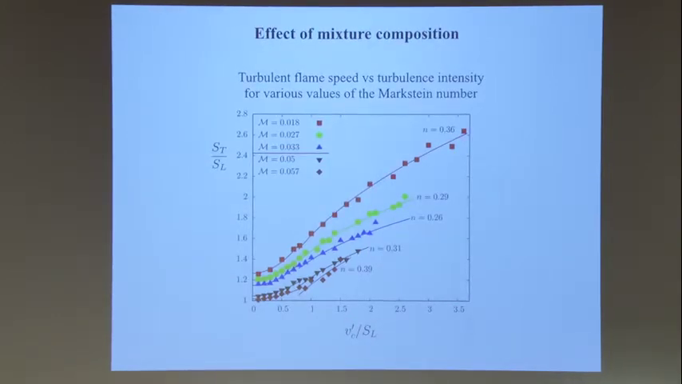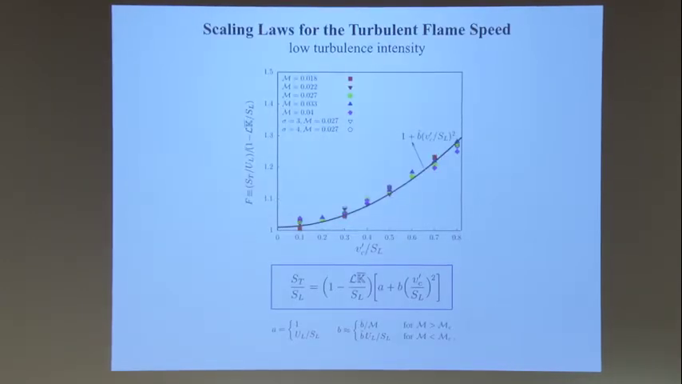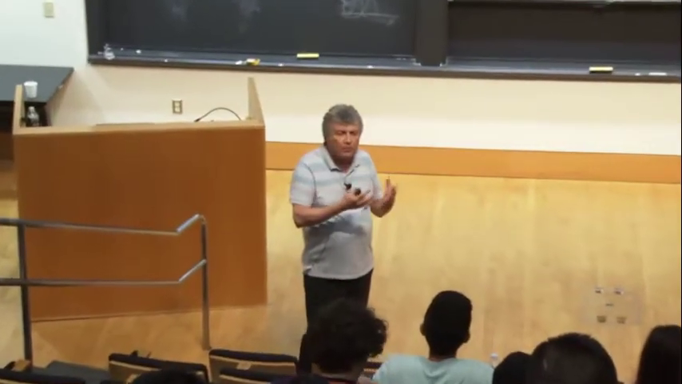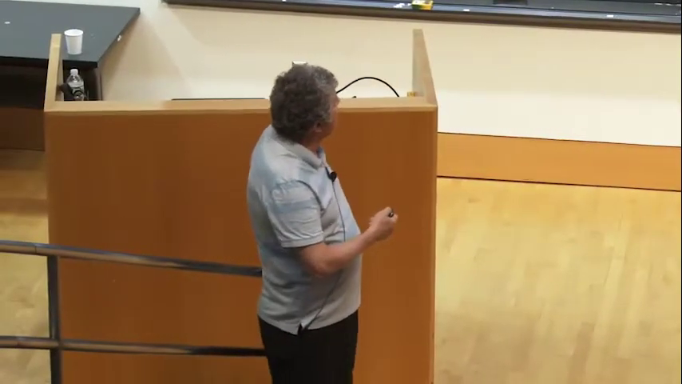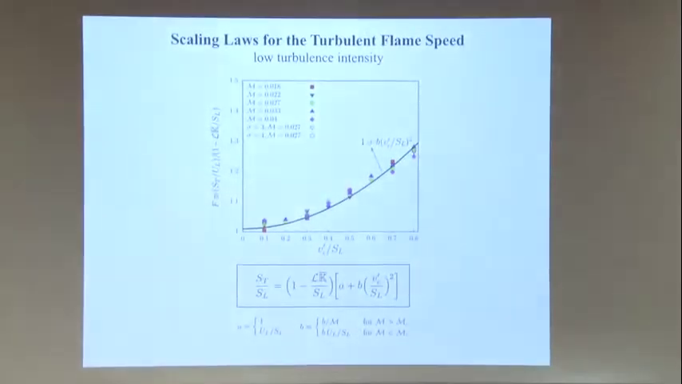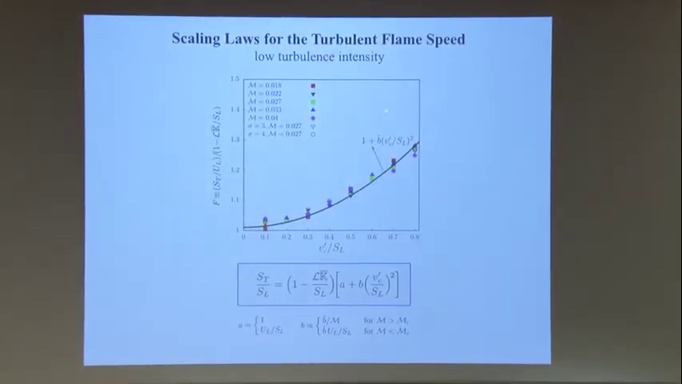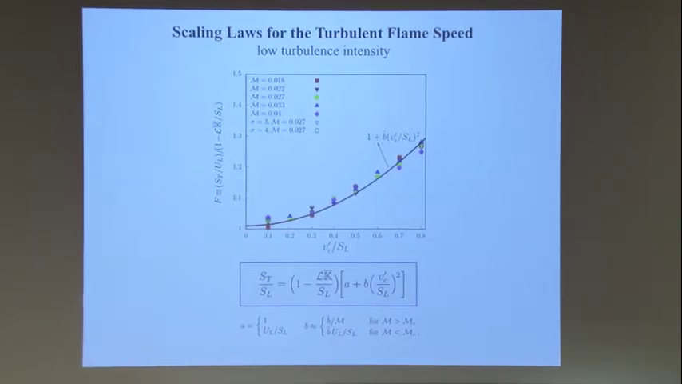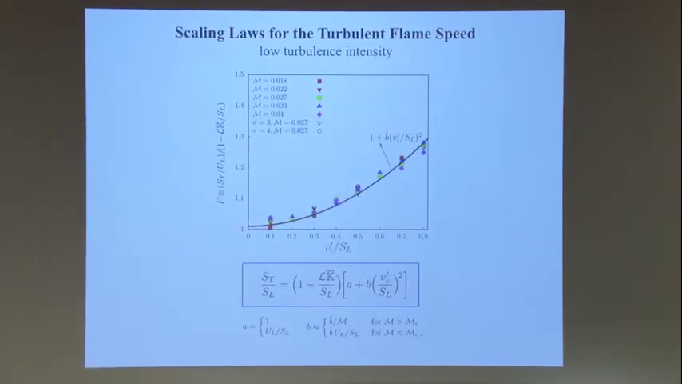We have curves like this for a variety of Markstein lengths, and the next step was to construct scaling laws. In other words, to see if we can put all this data into some universal function. And we have two scaling laws, one for low intensity, which is shown here, and the next slide will be for higher or moderate intensity.